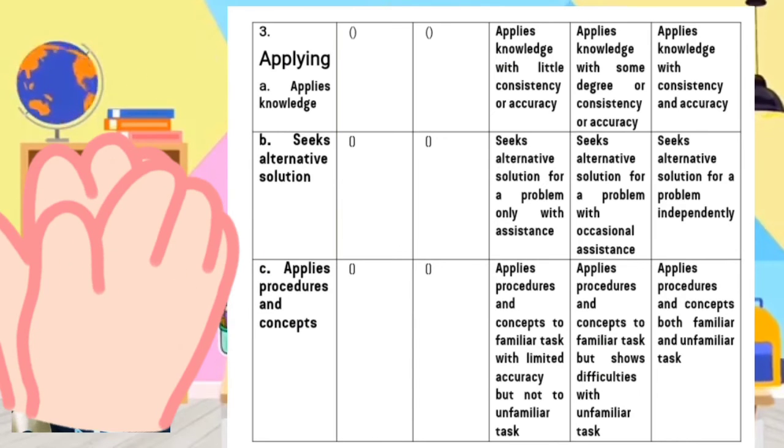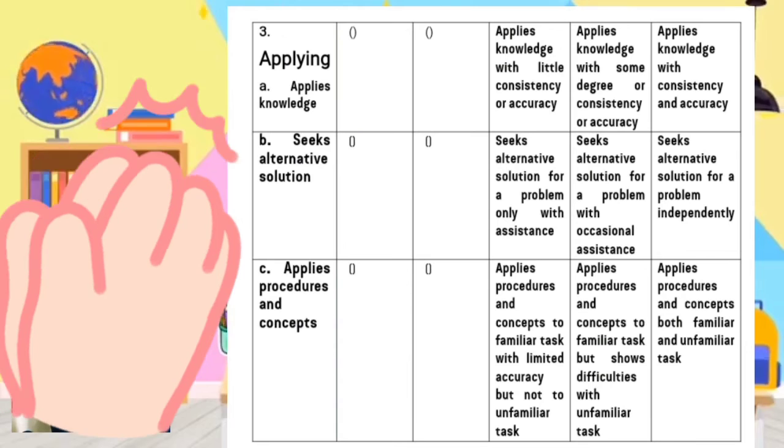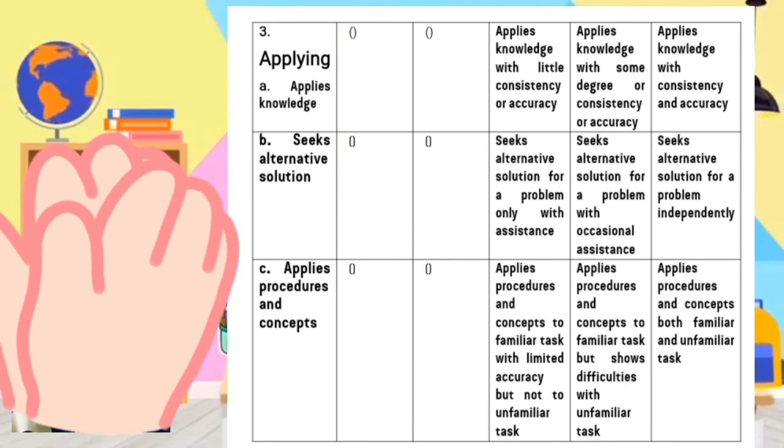Next is, or the last is, applies procedures and concepts. So applies procedures and concepts to familiar tasks with limited accuracy but not to unfamiliar tasks. Applies procedures and concepts to familiar tasks but shows difficulty with unfamiliar tasks. Applies procedures and concepts to both familiar and unfamiliar tasks.